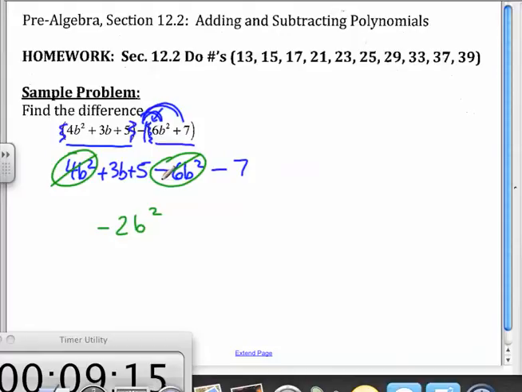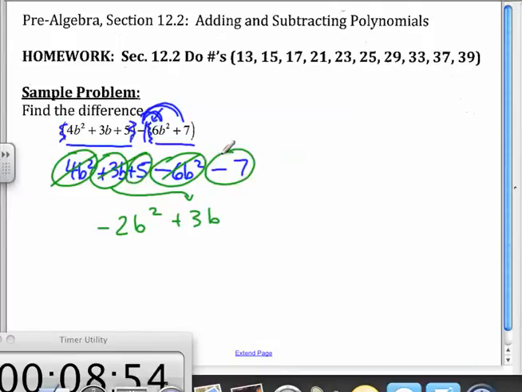Now the next thing I'm going to look at is b to the first. And I have just one term that's b to the first. So I have nothing to combine it with. I just bring it down. So plus 3b. It's gone. Now looking up here, you're going to see I've got two constants, don't I? I've got positive 5 and negative 7, and when I put 5 positives and 7 negatives together, I'm left with 2 negatives, or minus 2.